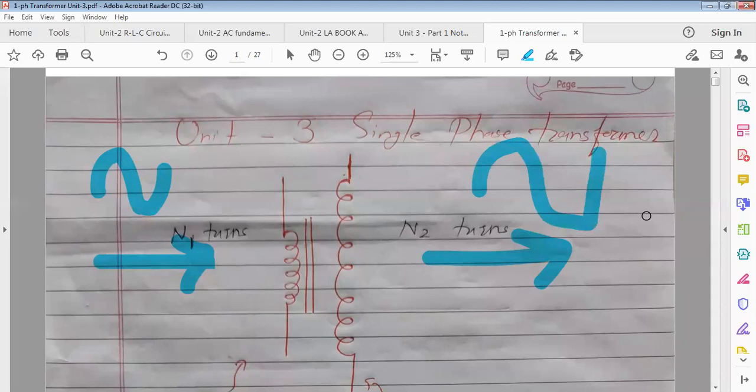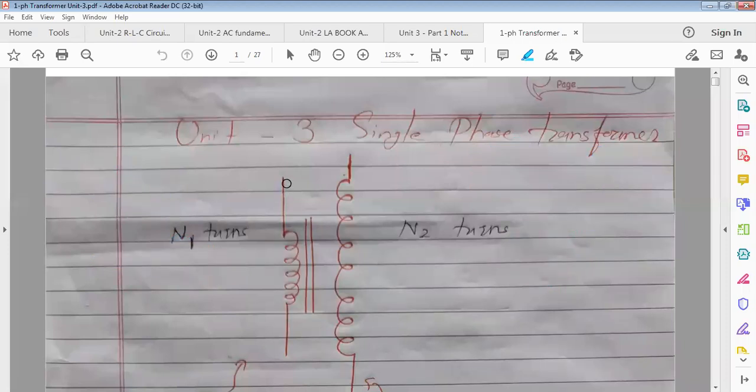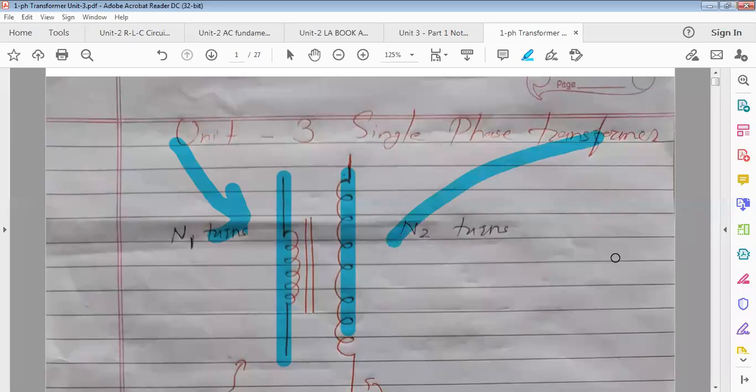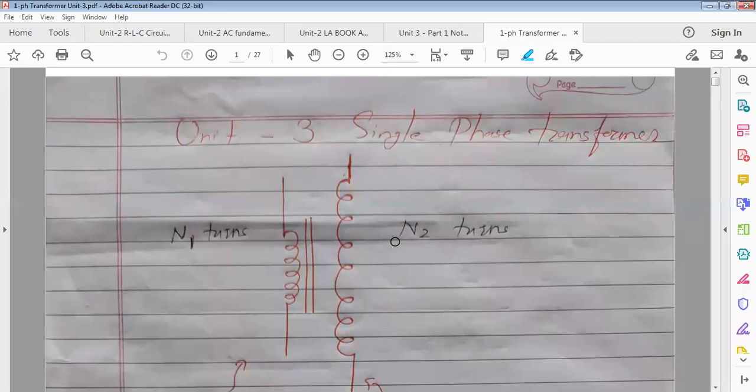Now what is the difference between a single phase and a 3 phase transformer from the construction point of view? The major difference is, whenever I say it's a single phase transformer, a single winding is there on the primary and a single winding on the secondary. But if it is a 3 phase transformer, 3 windings are there on the primary, connected either in star or delta, and 3 windings on the secondary, connected in star or delta. First of all, construction will tell you.